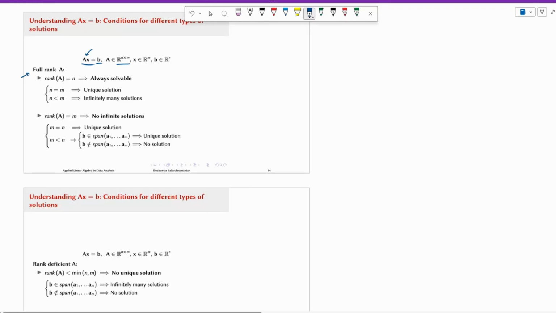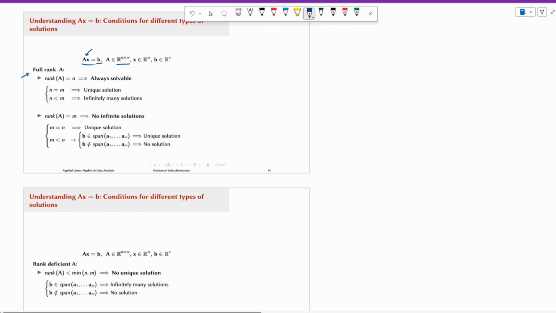If it's n cross m, and the rank of A is n, what can you say about the possible shape of that matrix? It's full rank, it's an n cross m matrix, and I say the rank is n. There are three possibilities: square, fat, or tall. Which of the possibilities do we have? Fat. Okay, is that the only possibility?